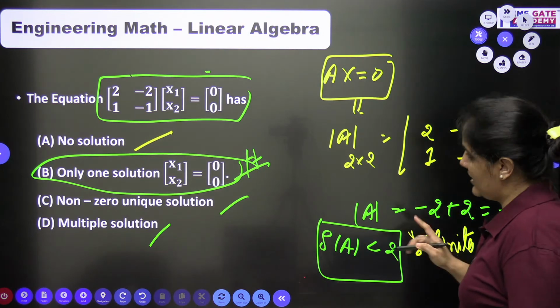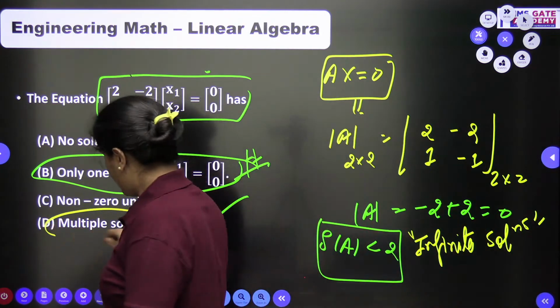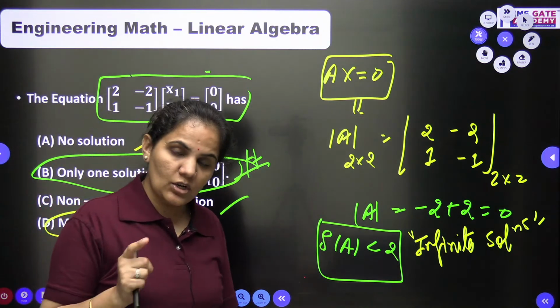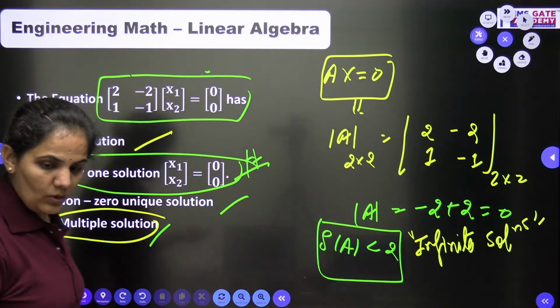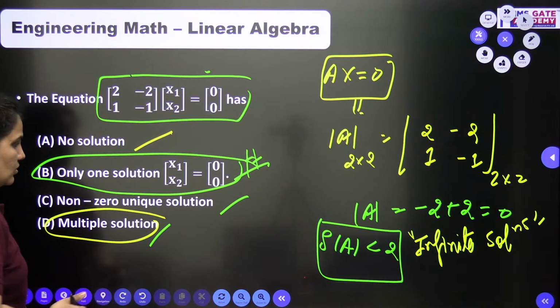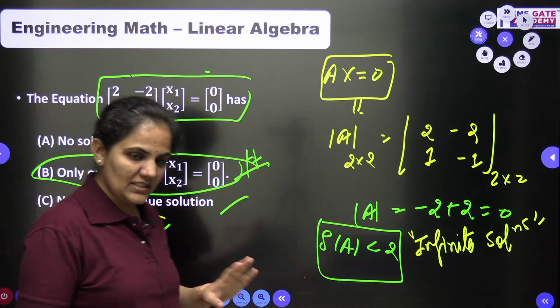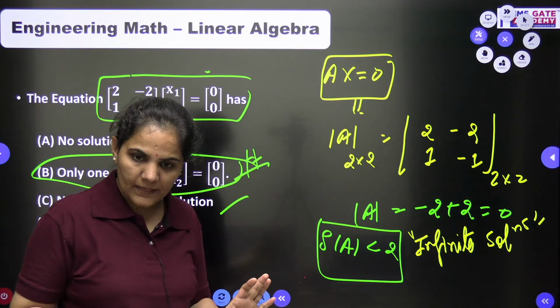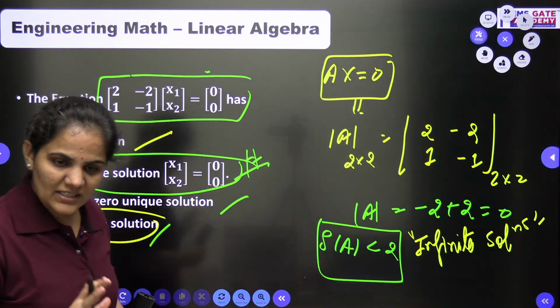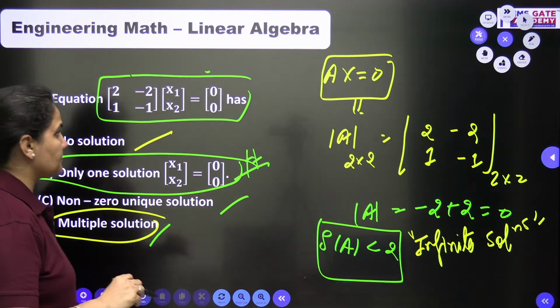Now you need to understand one more point, because here the multiple solution option is also there. Multiple solution option is also there, and you are saying that this is only one solution, x1, x2, 0, 0. So you are saying we are having only x equals 0 as a solution. We are having only x equals 0 as a solution here.